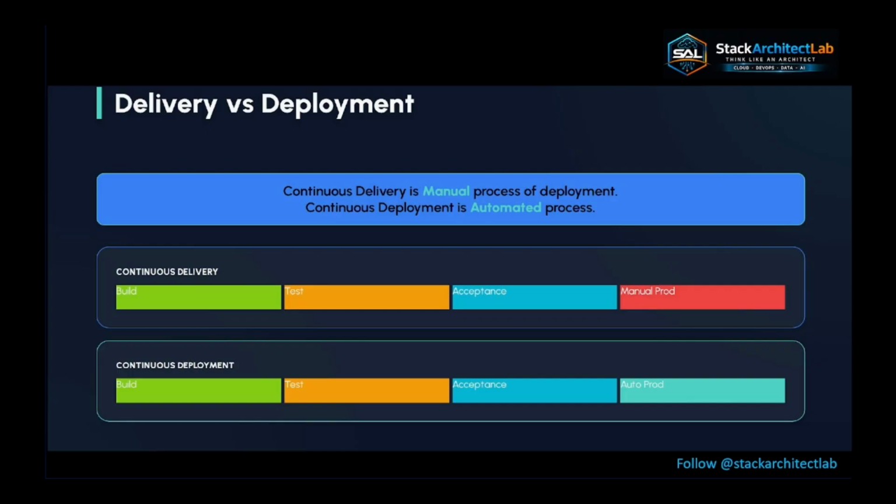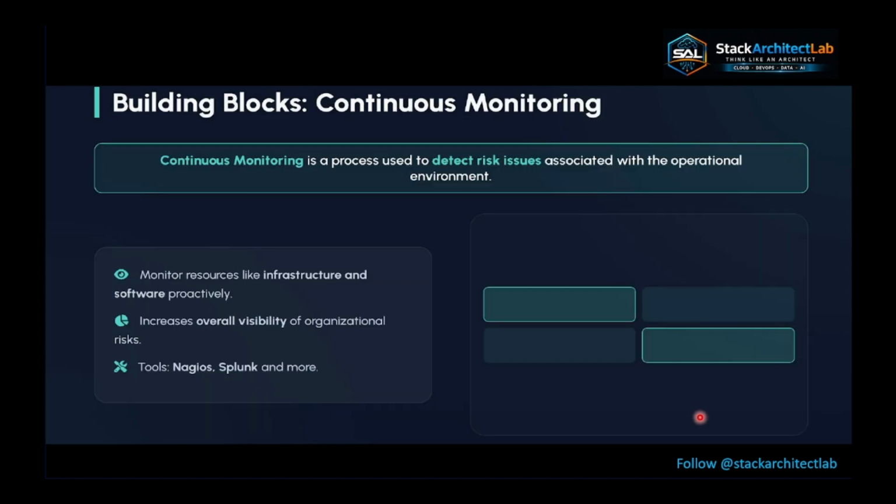So now I have already switched to this slide deck. And as you can see here, continuous delivery is manual, as I told you, and the process of continuous deployment is automated. So in continuous delivery, as you see here, building, testing, acceptance, and then production deployment is always manual. Whereas in continuous deployment, build, test, acceptance, and then auto prod is available here.